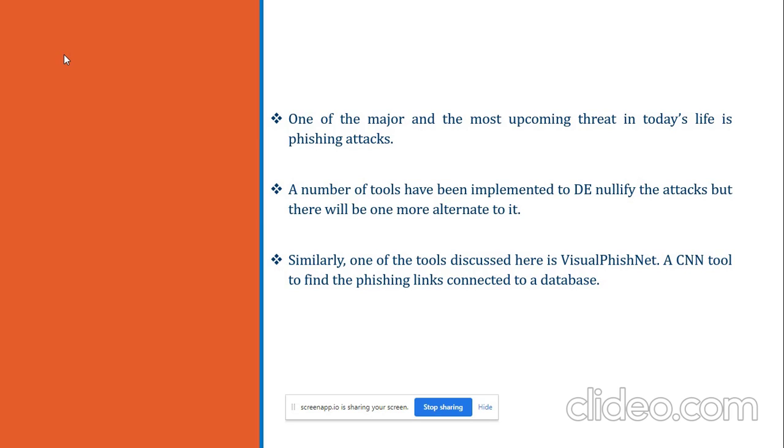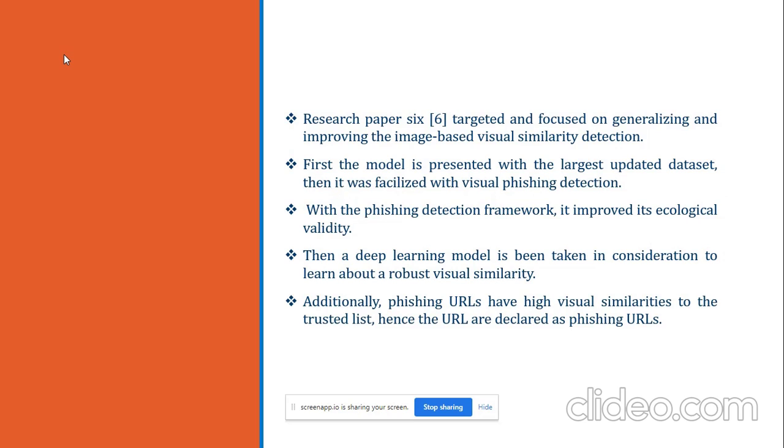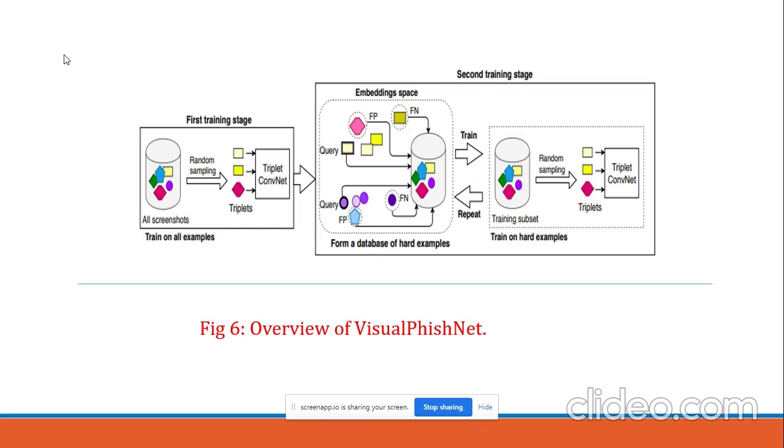Similarly, one of the tools discussed here is Visual Phishing, a CNN tool to find phishing links connected to a database. The research paper focuses on generalizing and improving image-based visual similarity detection. First, the model is presented with the largest updated dataset. Then it was specialized with a phishing detection technique. Then a deep learning image model is taken into consideration to learn a robust visual similarity. Additionally, phishing URLs have high visual similarity to a trusted list, hence the URLs are declared as phishing URLs.